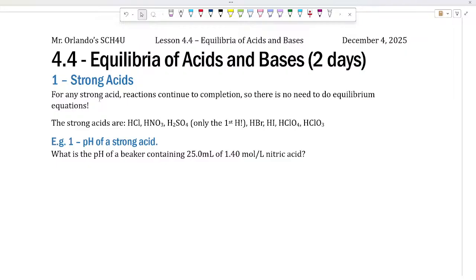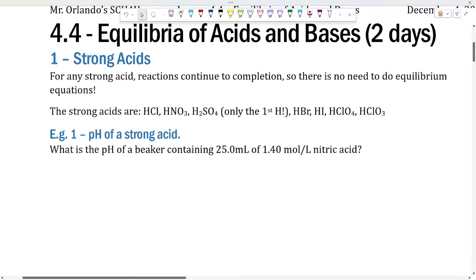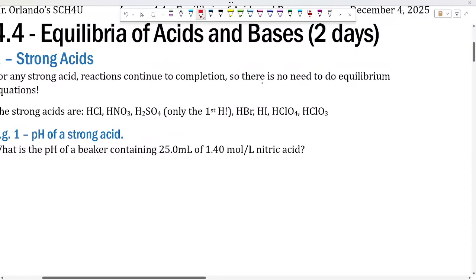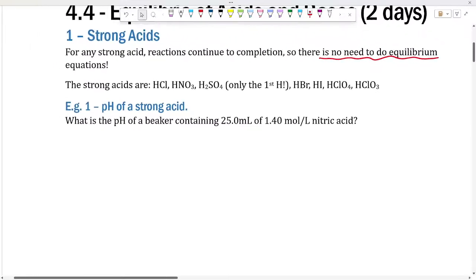Okay, first things first, we're actually going to not do equilibrium. We're going to remind ourselves how acids work. Which, if you recall, strong acids go to completion. They do not form equilibria. So that means for any one of these, there's no equilibrium.